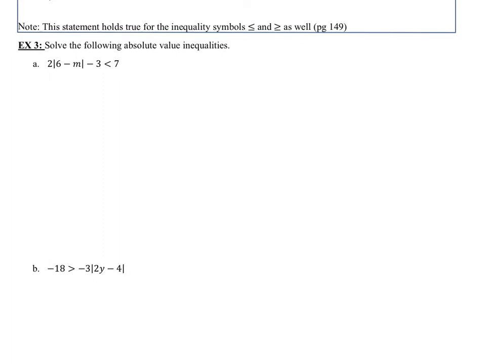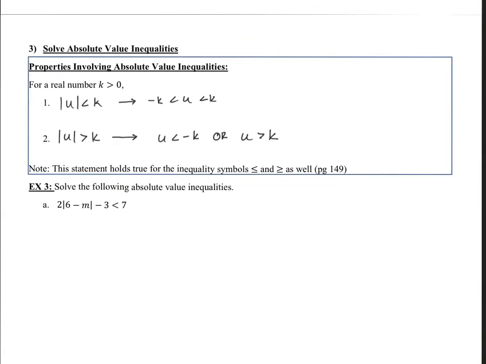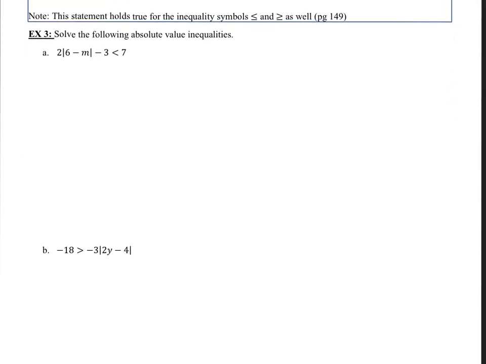So now, solve the following absolute value inequalities. Well, I see the absolute value, but it's not by itself. Is that a problem? Yes, it is. So notice, in order to do the translation, it needs to be by itself. So that's going to be our first goal. Get it by itself. So what's keeping it from being by itself? Well, that 2 and the negative 3. As usual, get rid of the subtraction or addition first. So add 3 to both sides. Do we need to flip the sign? Nope.